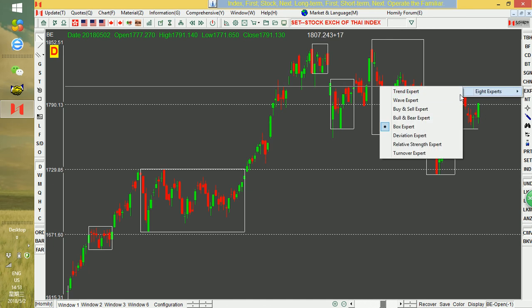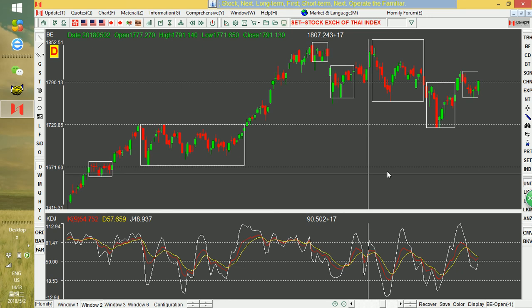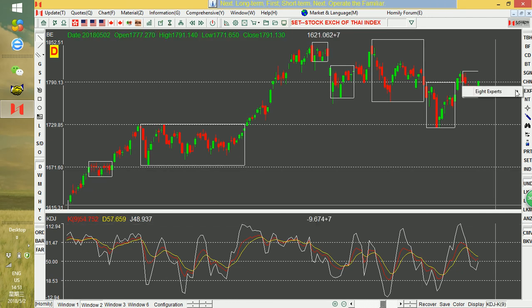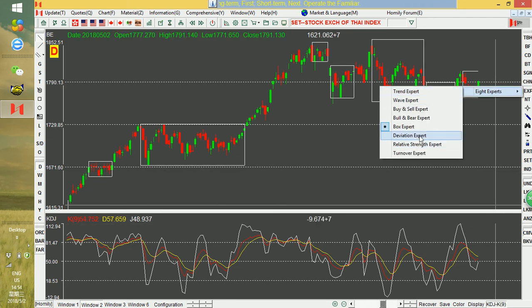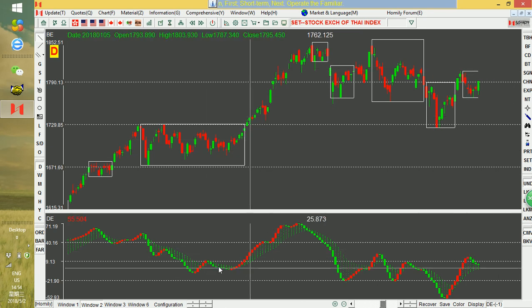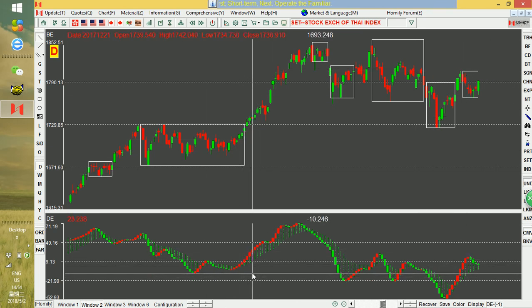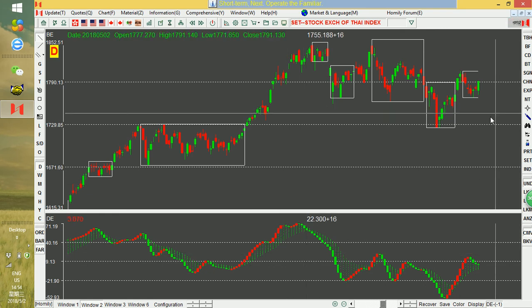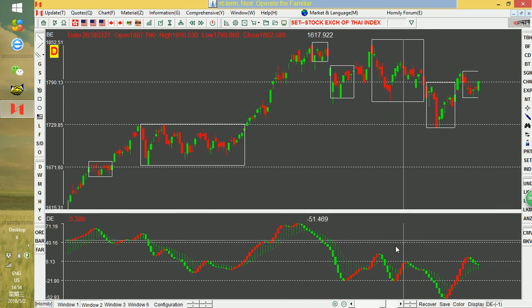Okay. And this is the deviation bird. This one is helping us to know whether the capital is flowing in or flowing out. We have actually taught this a lot, so I'm not going to say more about this indicator.